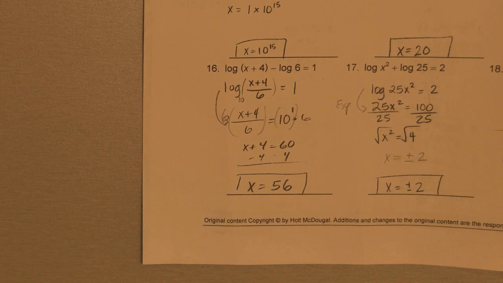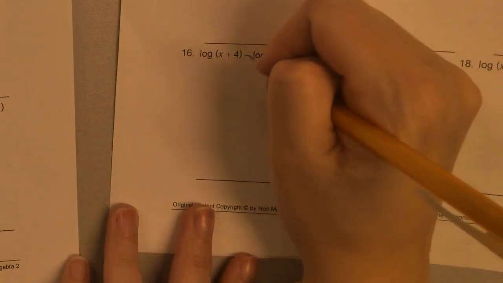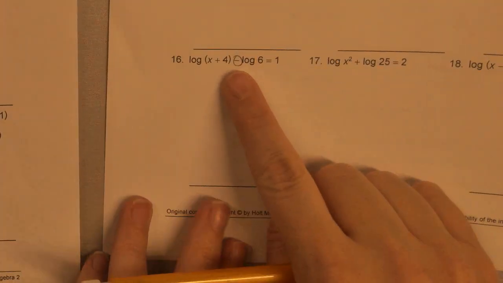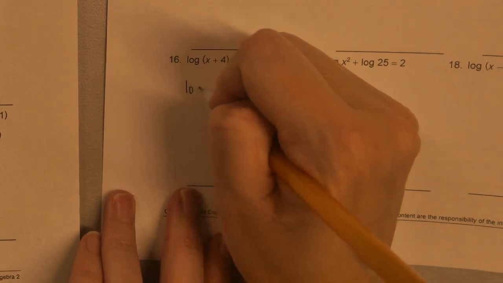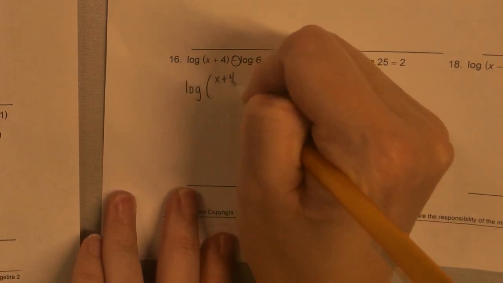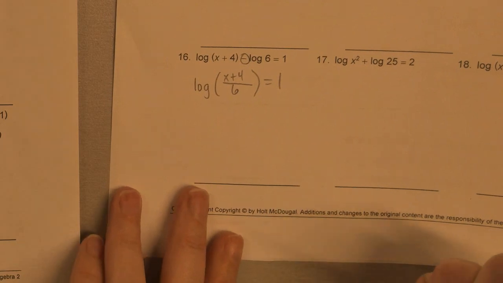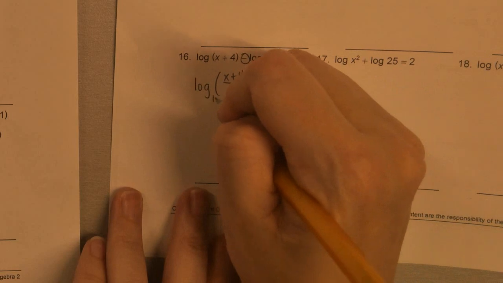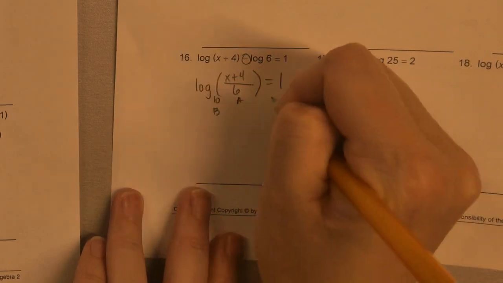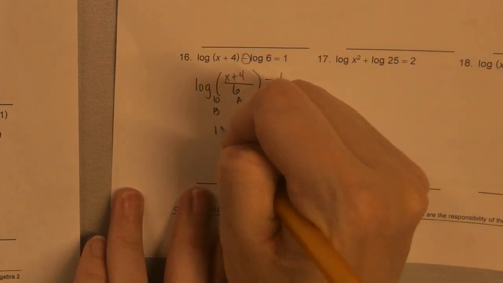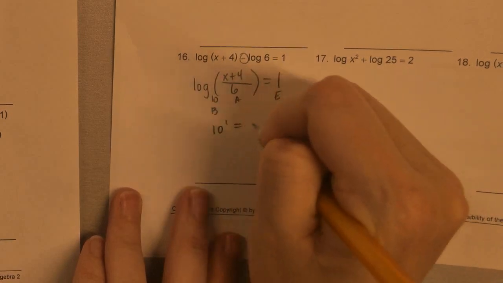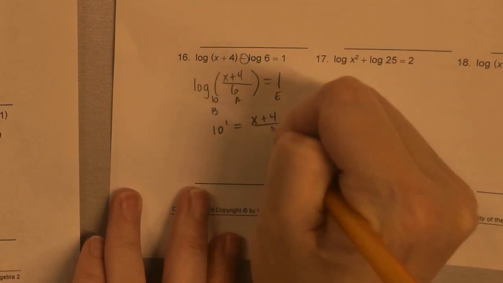Okay, so maybe that's one that we need to do from start to finish as well. The thing that we should notice here is this is minus. So if it's minus, we're going to rewrite this as division. So how did we do on the first step? Okay, and then what about writing it in exponential form? Exponential form, remember, it's just your base, your answer, your exponent. So your base is 10, your exponent is 1, and then this is what your answer will be.